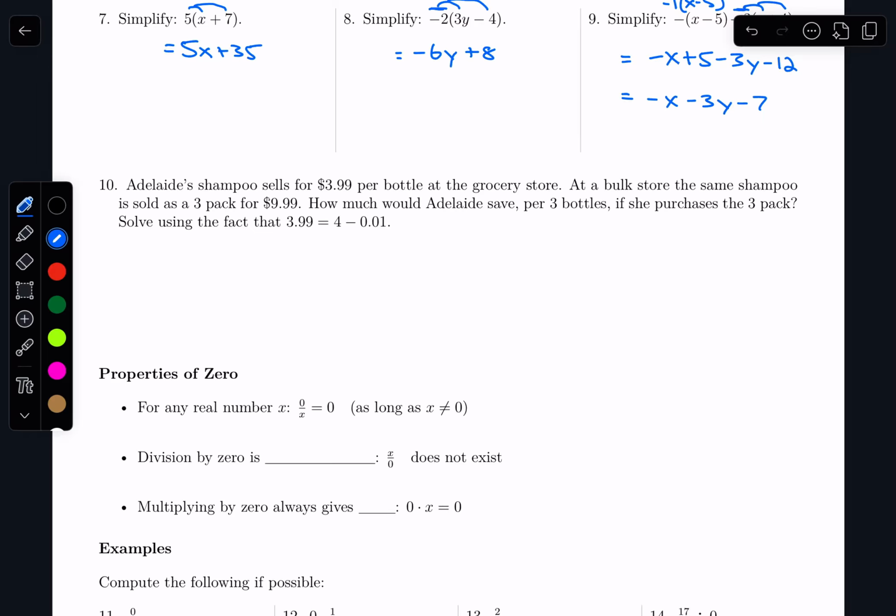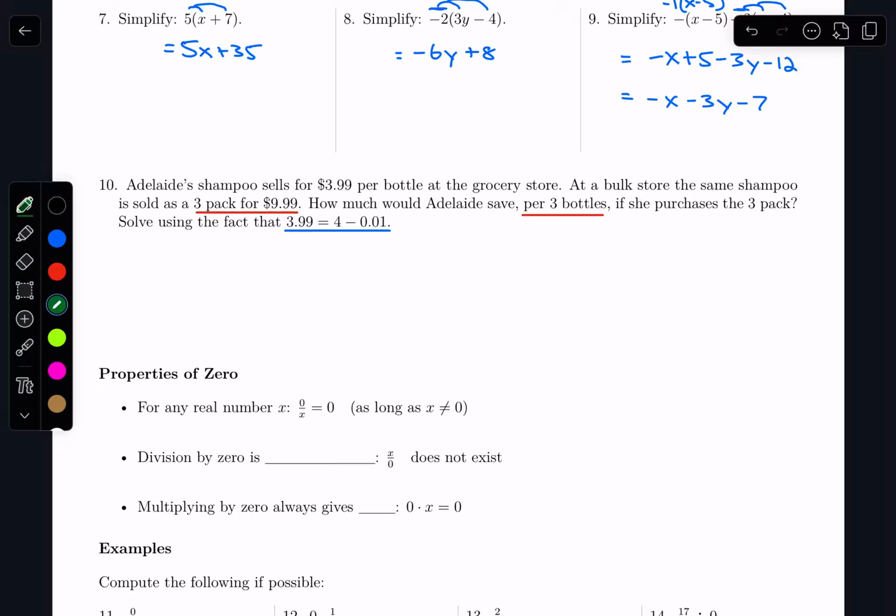And we're going to solve this using the fact that $3.99 is equivalent to 4 minus 0.01. So if you have $4 and you take away 1 penny, that gives you $3.99. So those are the same thing. All right, so now how are we going to do this? We know that the 3-pack is $9.99, and we want to find out the savings per 3 bottles.